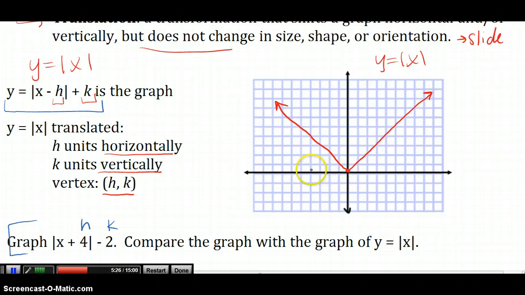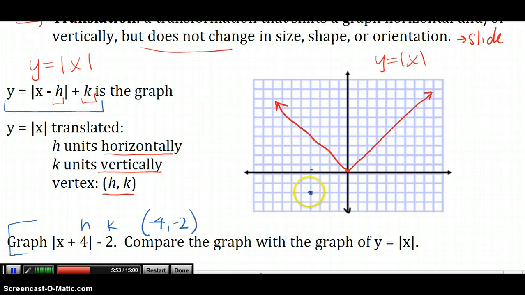So 1, 2, 3, 4, right here somewhere. And also the k, this is how you move it vertically. If it's -2, I need to move it down 2. So I'm here at -4 and I move down 2. This is my new vertex. And it says that the vertex should be (h, k). That is (h, k). This is my new vertex.